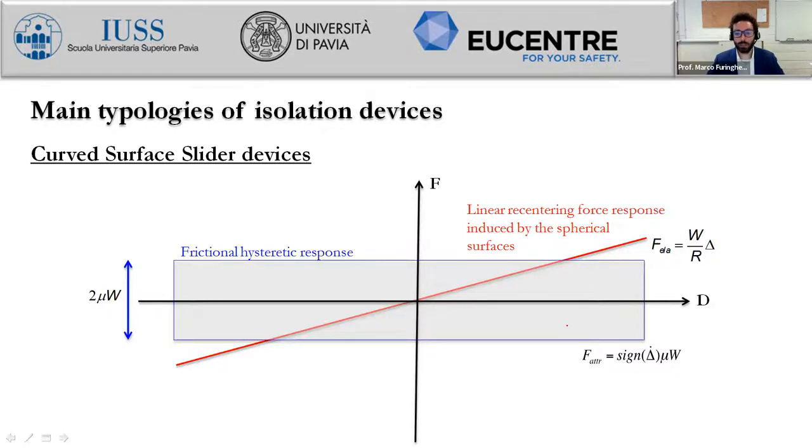And the linear recentering force can be modeled as a linear spring with respect to horizontal displacements. This is because of the spherical shapes of the sliding surfaces. The applied vertical force is stepwise projected along the tangent line with respect to the shape of the surface. So this results approximately in a linear contribution. This is related to the recentering behavior of this particular device.